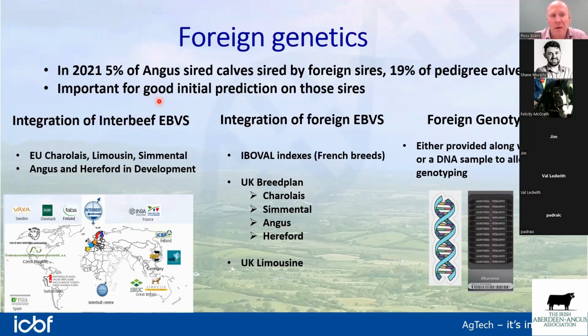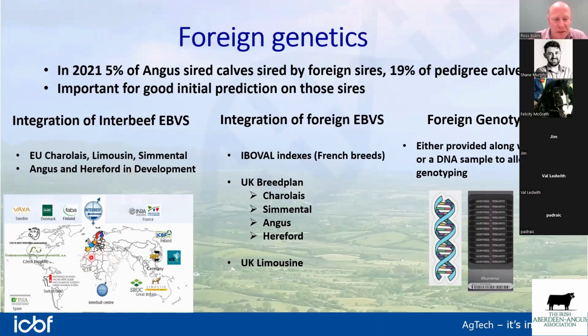The first two are around integration of international or foreign EBVs. When I talk about international EBVs, it's the participation in the Interbeef evaluation that's run out of the Interbull Centre, where we get back EBVs for a range of traits around Charolais, Limousin, Simmental, and the Angus and Hereford are actually in development as well. So they should come in future.